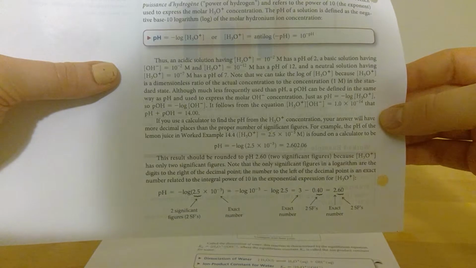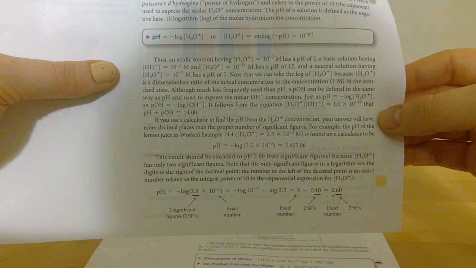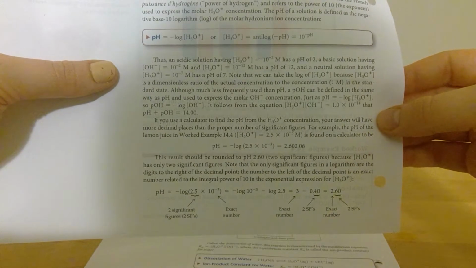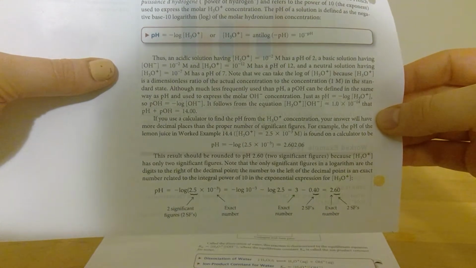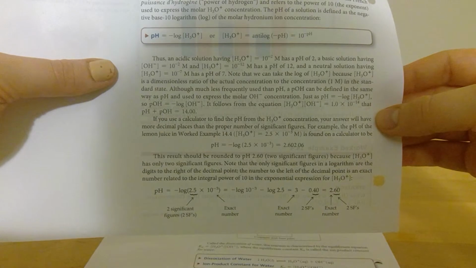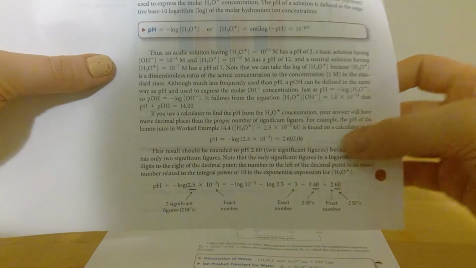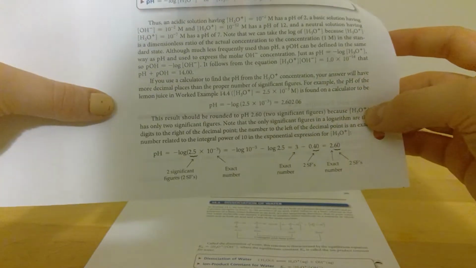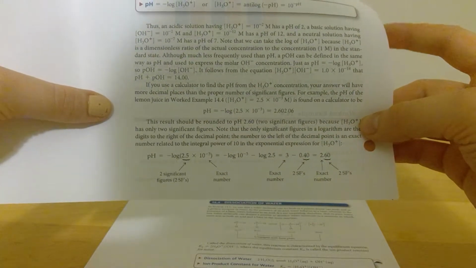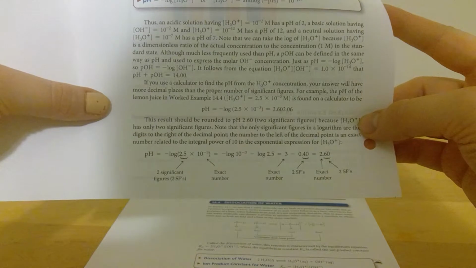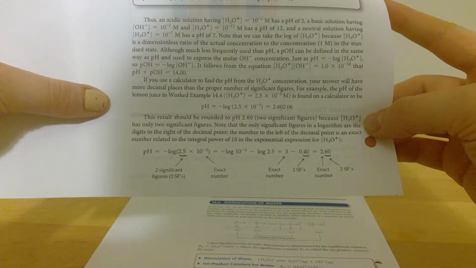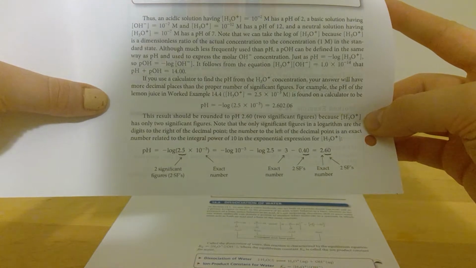For example, the pH of the lemon juice in Worked Example 14.4, [H3O+] equals 2.5 times 10 to the negative third, is found on a calculator to be pH equals negative log 2.5 times 10 to the negative third equals 2.60206. This result should be rounded to pH 2.6, two significant figures, because [H3O+] has only two significant figures.